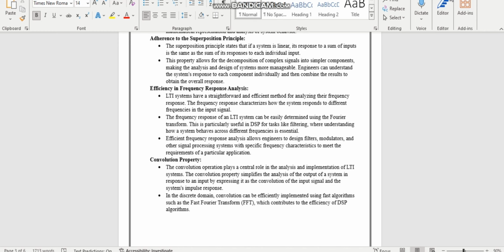Convolution property. The convolution operation plays a central role in the analysis and implementation of LTI systems. The convolution property simplifies the analysis of the output of a system in response to an input by expressing it as the convolution of the input signal and the system impulse response.